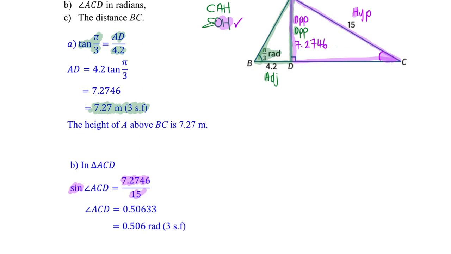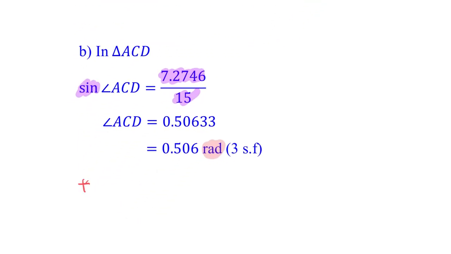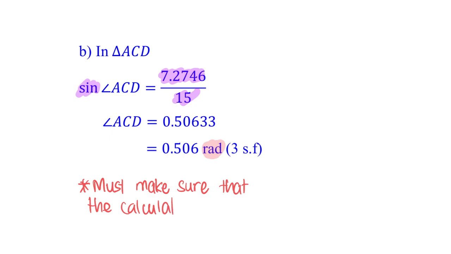At this point, it is important that since we want the answer in radians, we must make sure, and I'm going to make it really big here, we must make sure that the calculator is in radian mode, so that when you press the calculator, it gives you 0.506 radians to 3 SF.